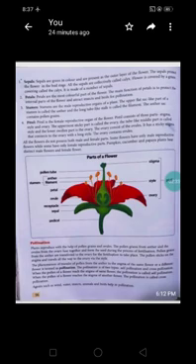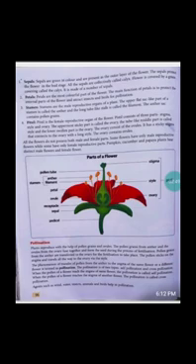Petals also attract the insects for the pollination. The third important part of the flower is stamen.